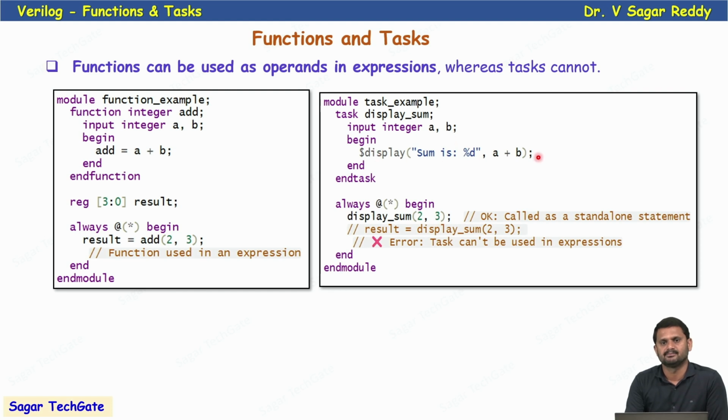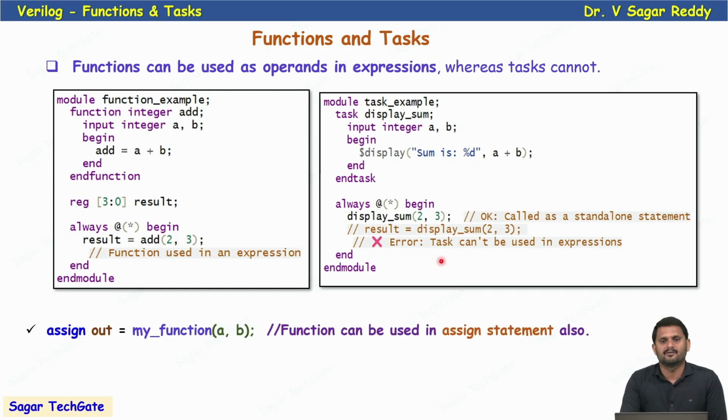a plus b. But we cannot write like this: result equal to display of sum 2 comma 3. It is not acceptable. It shows an error. So a task cannot be used in an expression. So there is a basic difference between functions and tasks. Functions can be used as an operand in the expression, but a task cannot. Clear? So this is one difference between a task and a function.